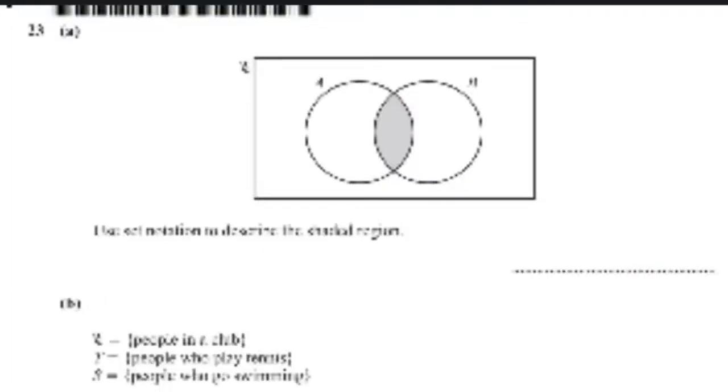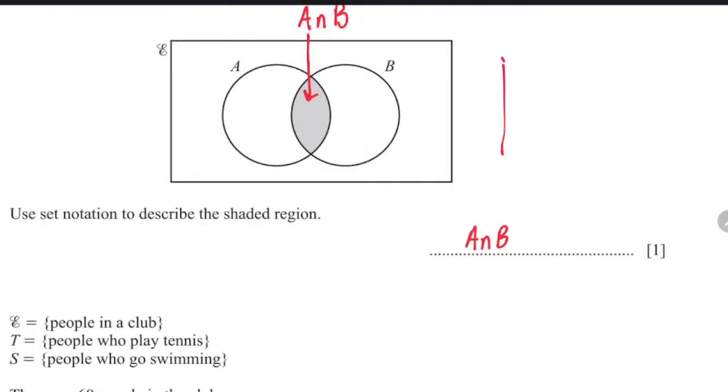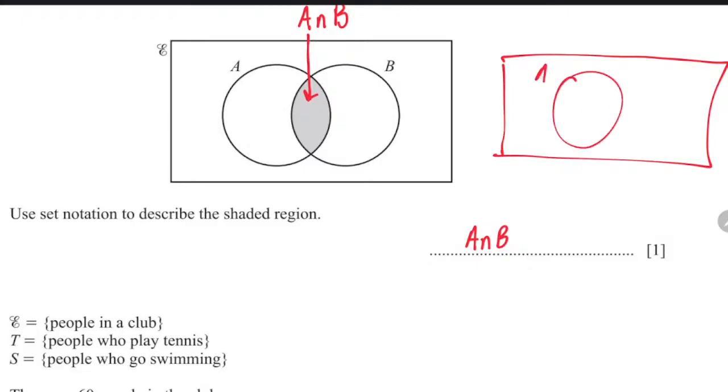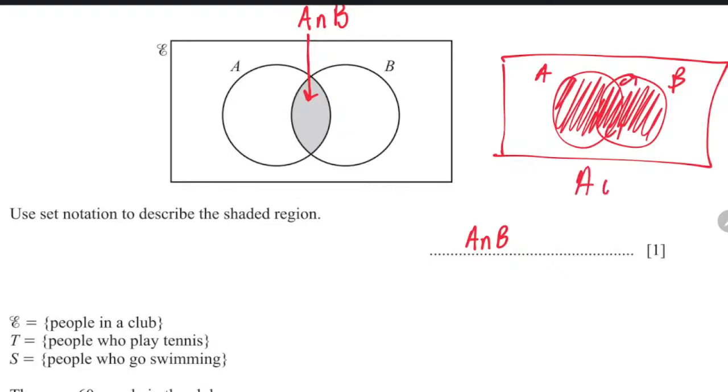Okay, if it's union, then they would have joined them. Let's say you get here is your A and here is your B, then the whole of A is shaded and the whole of B is shaded, then this is A union B.